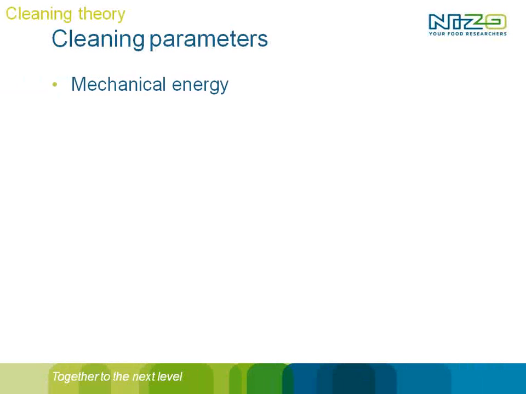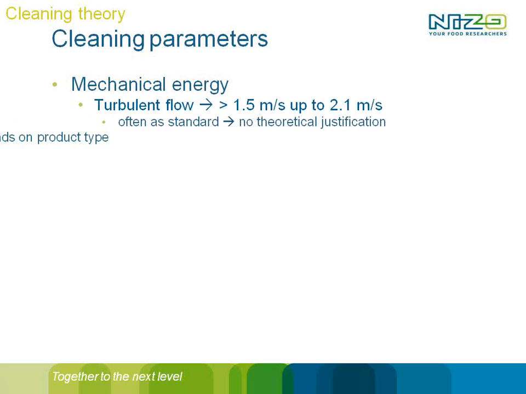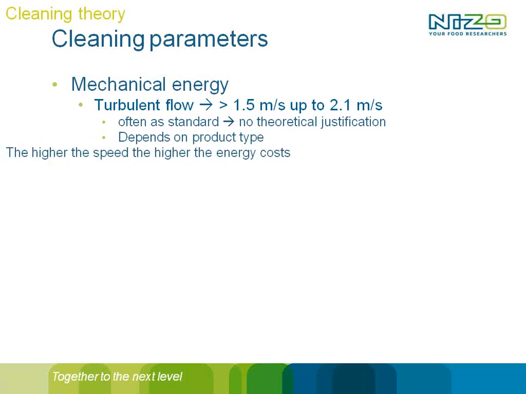Mechanical energy is the third parameter of cleaning. Rule of thumb is that you need to have turbulent flow. And turbulent flow in closed systems means that you have a speed of more than 1.5 meters per second. And of course, although there's not really a theoretical justification, there is a maximum set of 2.1 meters per second. And also here, if you go too high, of course you can do that, but it also means that you have a higher energy cost. So stay between 1.5 and 2.1, and then you're on the right side.